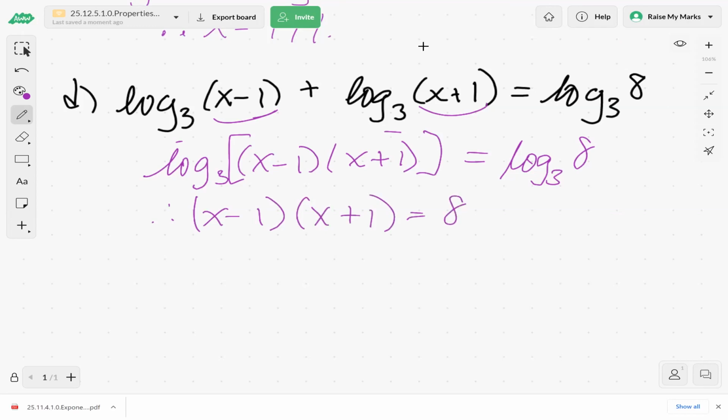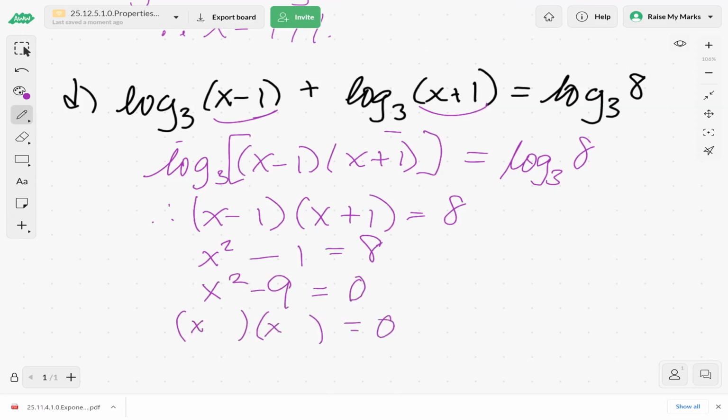So let's try and solve now. Let's multiply out the left-hand side. x squared. This is actually a difference of squares. And then we bring the 8 over. So x squared minus 9 equals 0. And again, we have a difference of squares. So x equals 3 or negative 3.